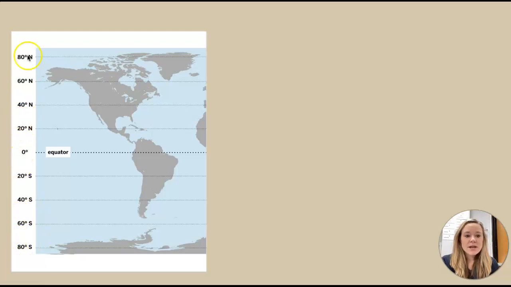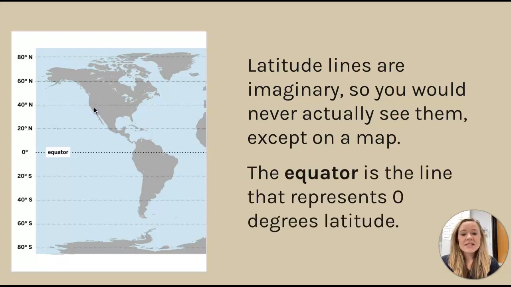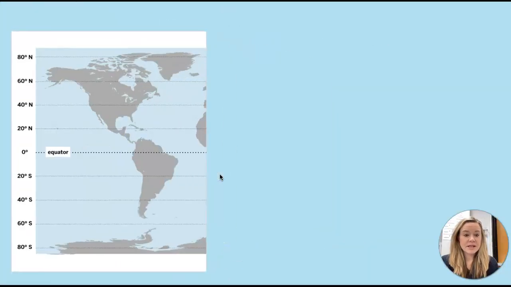And they go by 20s, so we can read it just like we read a ruler or a thermometer. And we can see that as we go north, every 20 degrees north of the equator, which is 0 degrees, we have another invisible latitude line, or an imaginary latitude line. And this helps us understand the world, and it helps us read our maps a little bit better. So our equator is at 0 degrees latitude.